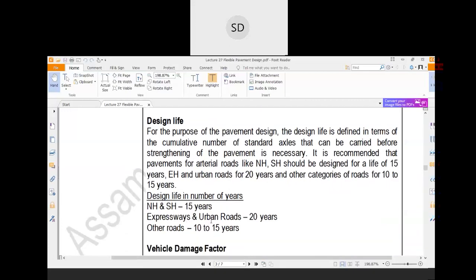Now, design life. As I have already discussed, design life varies according to the importance of the road. For national highways and state highways, you will design considering a design life of 15 years. For expressways and urban roads, it would be 20 years, and for other types of roads, it would be 10 to 15 years. These are the design lives considering different factors.